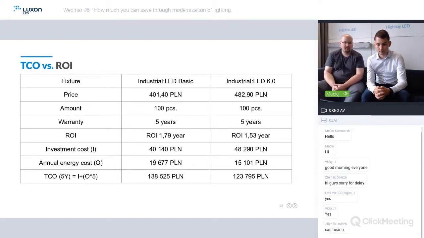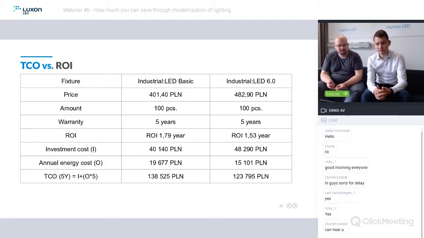And of course, if we extend the warranty for the industrial LED 6.0, let's say to 8 years, then we would have to change the calculation. But within the 8-year period for the premium series, the industrial LED basic probably would have to be replaced at least once. So you have 260 or 270,000 PLN TCO over a period of 8 years with the industrial LED basic, compared to, let's say, around 200,000 with the industrial LED 6.0 proportional.